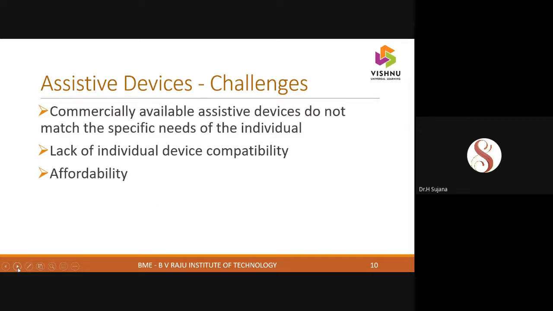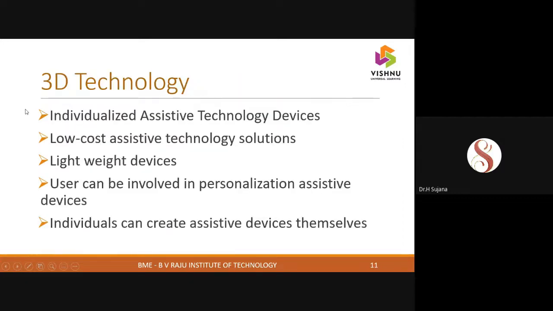So people are trying to address these by 3D printing technology. By using 3D printing technology, you can go for individualized assistive technology and low cost assistive technology, and you can go for lightweight devices, and the user can be involved in personalization. Suppose you want to develop an orthotic device, just scan the person's hand and design a CAD model of an orthosis, print it with a flexible material and give it to him. And it takes shorter time also.